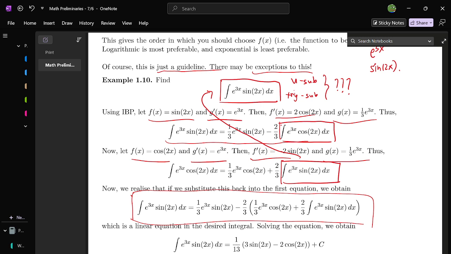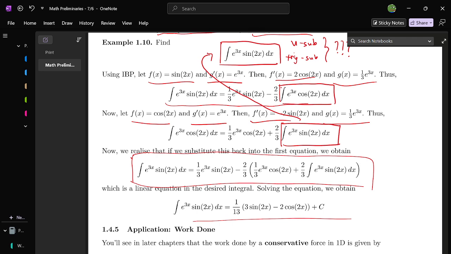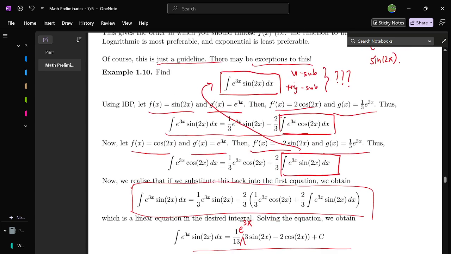So now what remains for us to do is just solve this linear equation for the desired integral, and you will get the desired integral as this. Yeah. So this is, oh wait, I made a small errata. Okay. So this kind of shows you how integration by parts usually is done in a way such that you can find useful information.